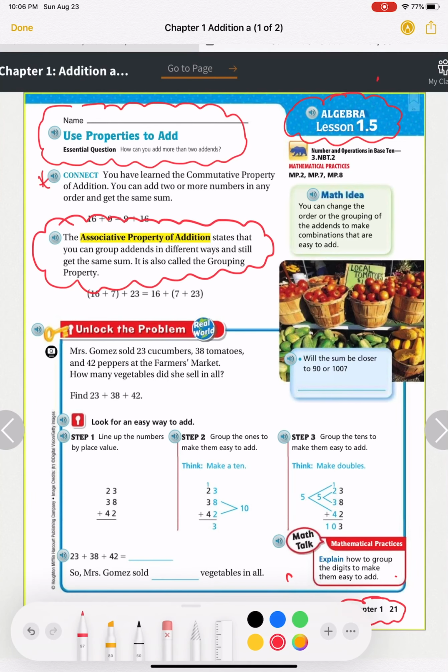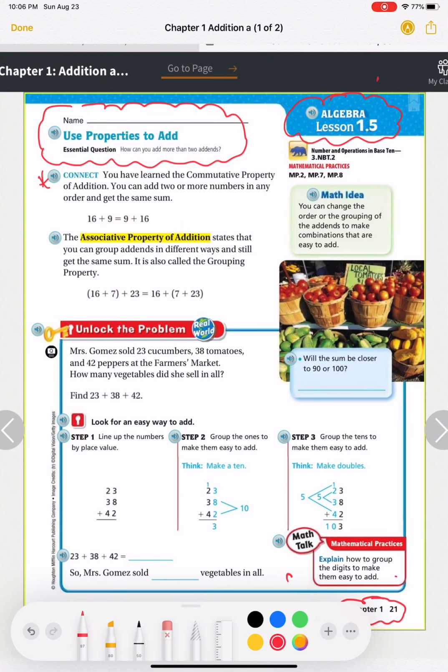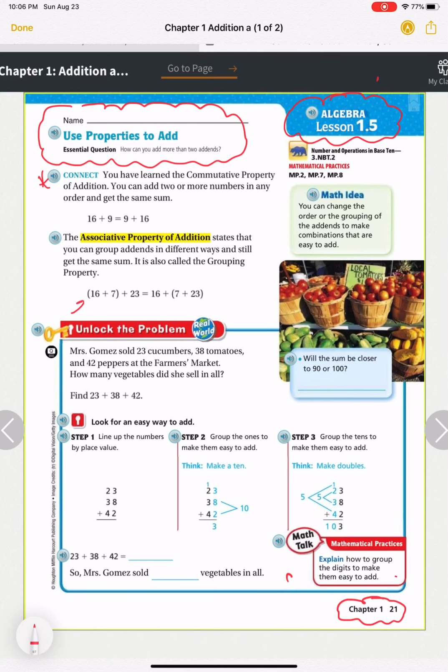I'm going to erase that there so it doesn't block, but we call it the grouping property because they use these, do you see these right here? Parentheses. The parentheses show how the numbers are being grouped. And when you have parentheses, you are going to be adding those numbers first. So 16 plus 7 plus 23 is the same or equal to 16 plus 7 plus 23.